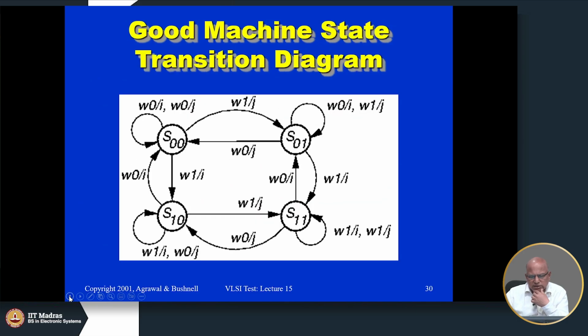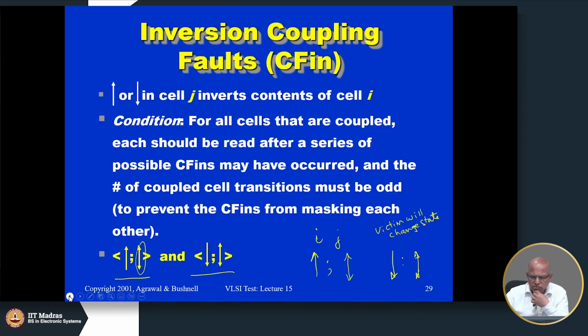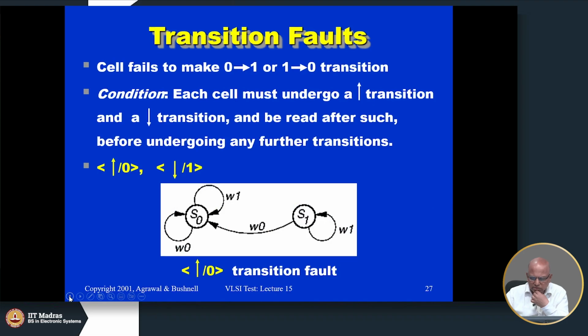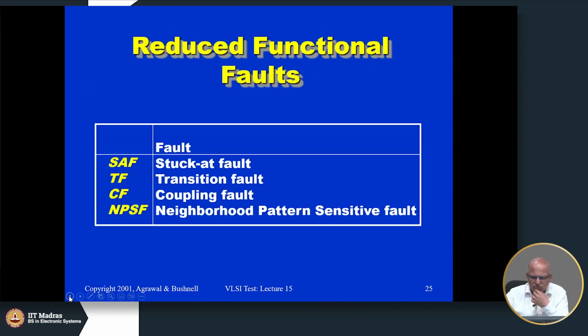CFID, CFN, right. So, these are the coupling faults. We already know what stuck at faults are. We know what are transition faults. These are not transition delay faults, okay. These are transition faults. Then there could be non-volatile pattern sensitive faults. Okay. These are the complete list of faults.